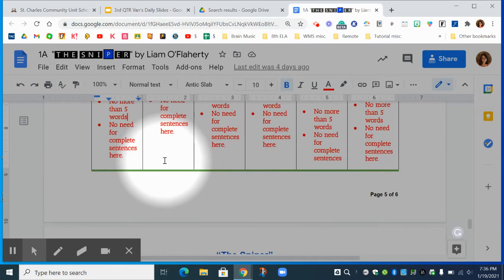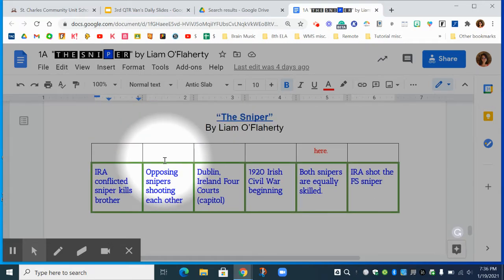So if we take a look at the who, one way to reflect upon the who of the story is the IRA conflicted, meaning he was struggling with himself. Sniper kills brother. 5 words that basically encompasses what the who is in the story.